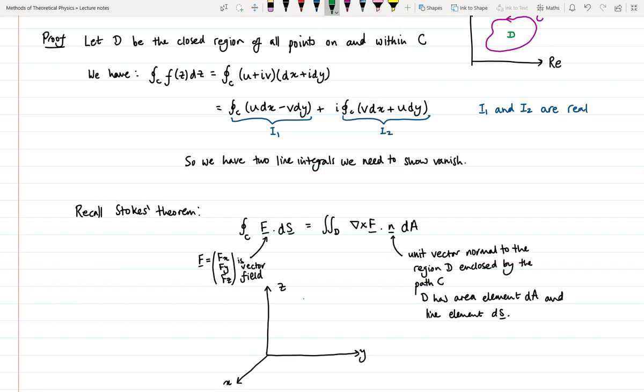The region D might be described by a shape that looks like this. It has area element dA. It is enclosed by a path C, and it has line element ds and normal unit vector n.